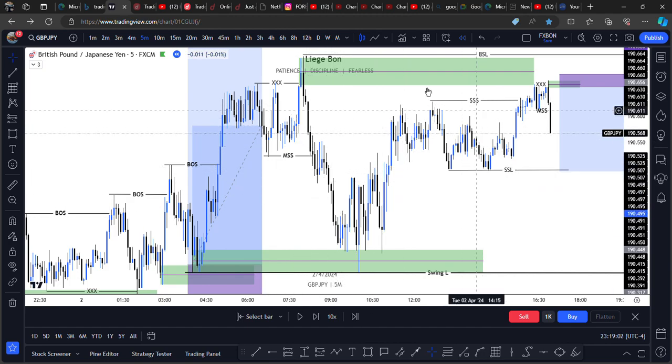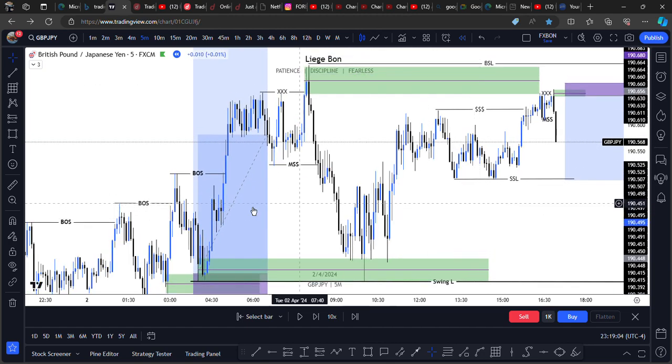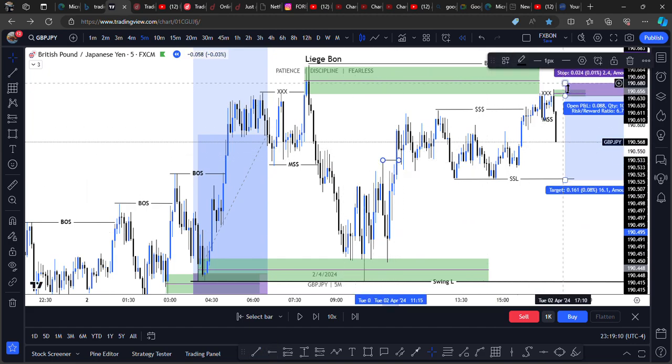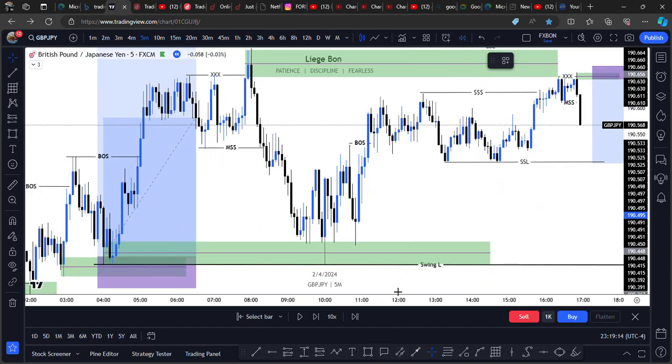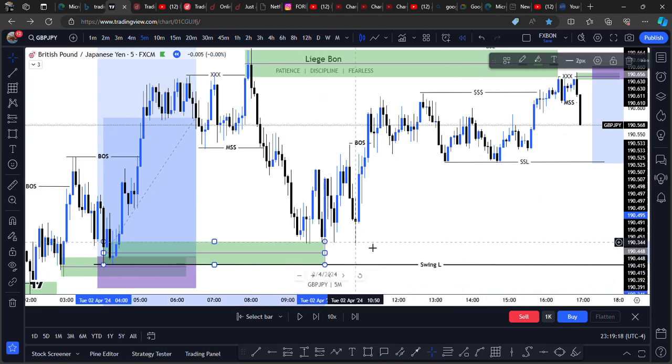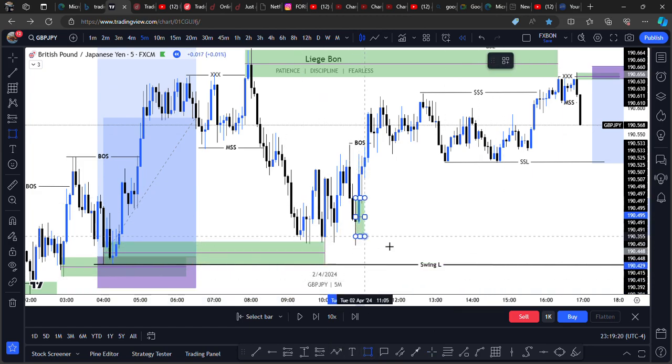Okay. Also, you can see in this microstructure, this is a microstructure compared to this macro, we have a break of structure here. We have this break here, and I can see we have a demand right here. You can see this demand here.